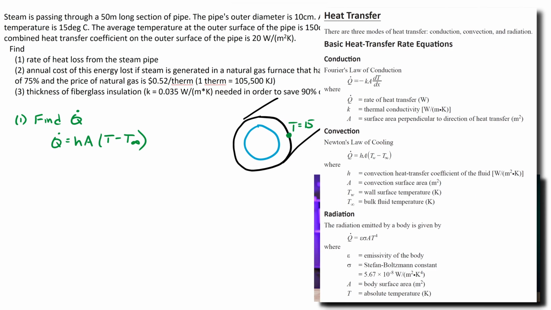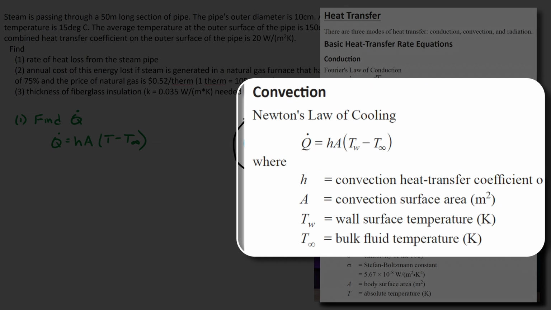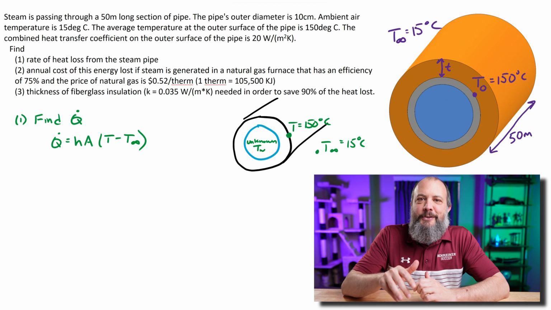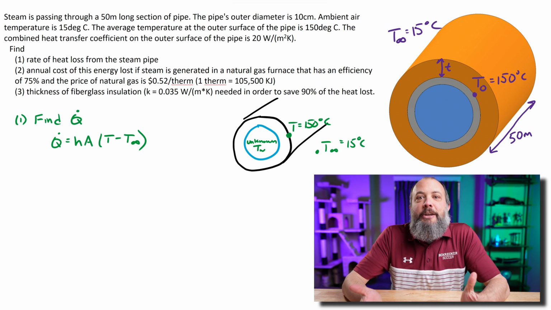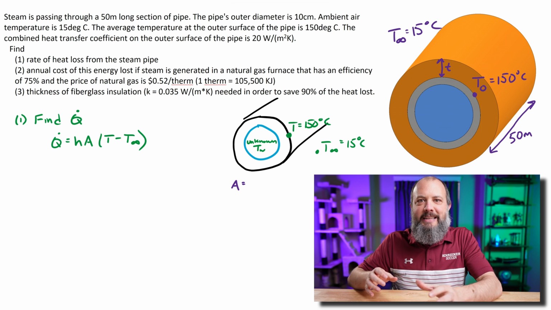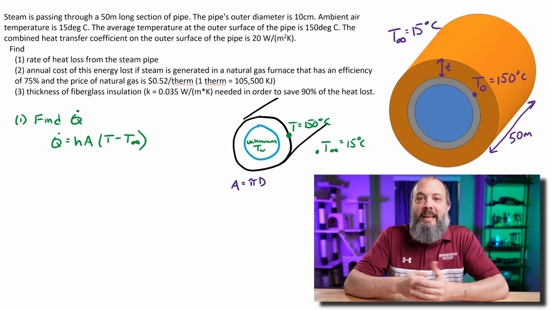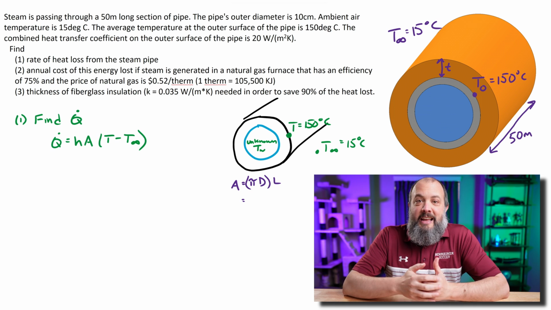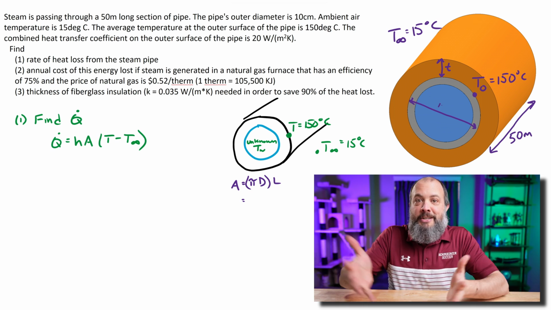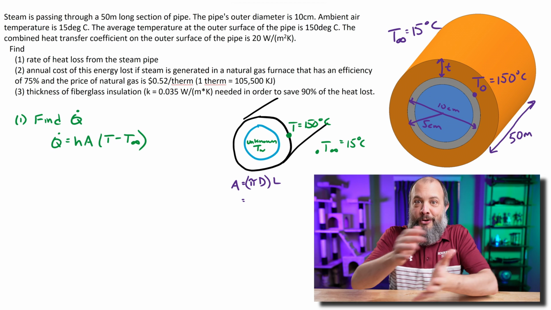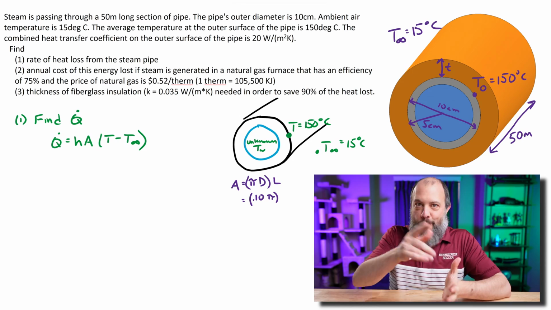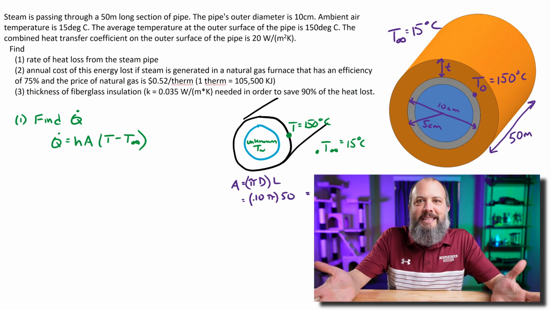And if I grab the main easy convection equation from my FE exam reference manual, that's heat transfer equals HA delta T, where delta T is the surface temperature minus the ambient temperature, and H is the heat transfer coefficient, then really I just need to solve for the area of the pipe that's touching the exposed air. So this is the surface area of a cylinder, and the surface area of a cylinder is just going to be the perimeter of a circle times the length of that cylinder.